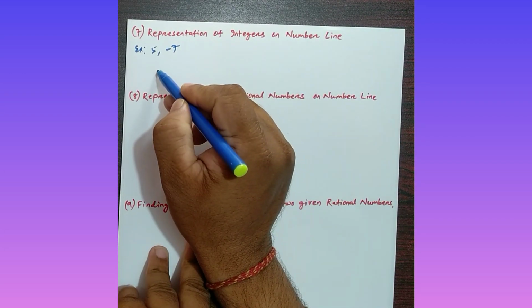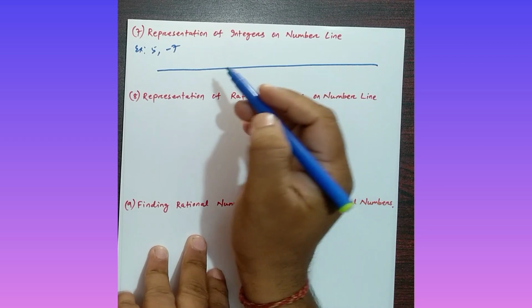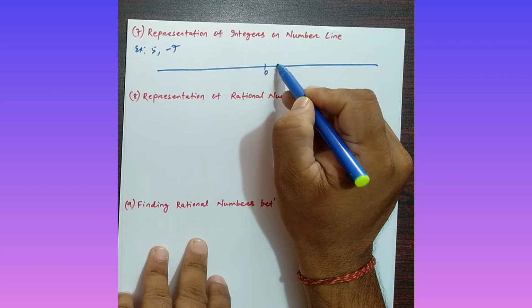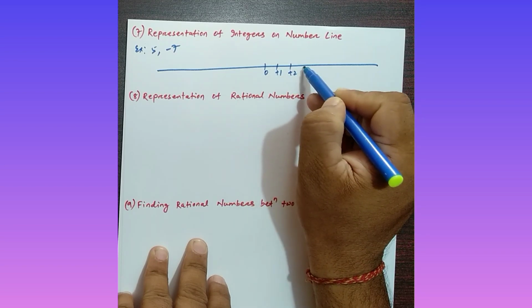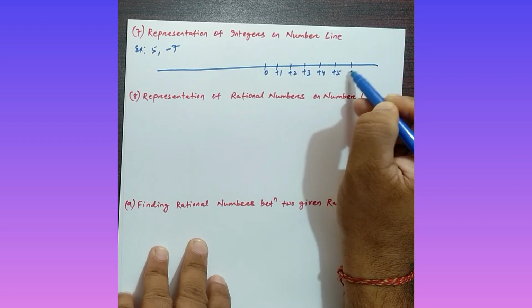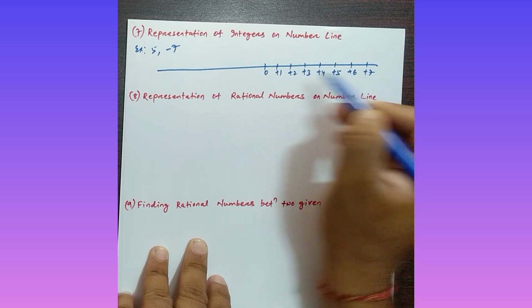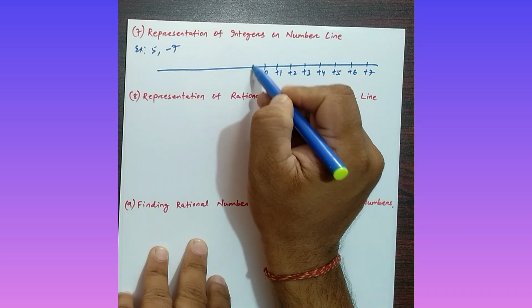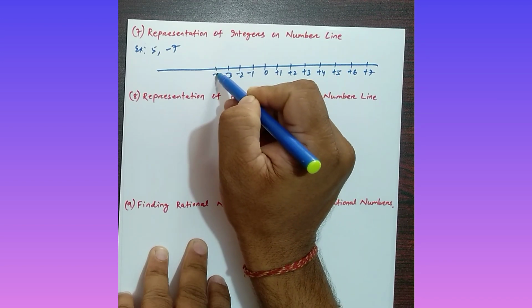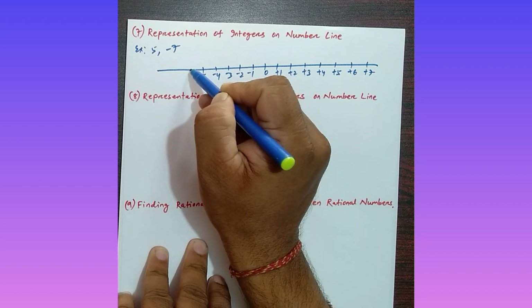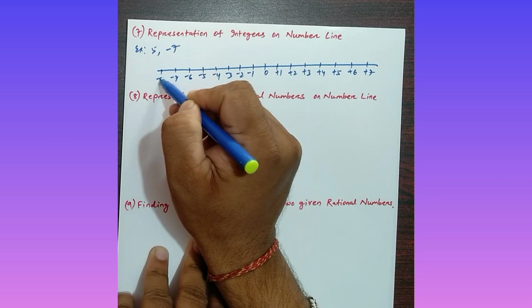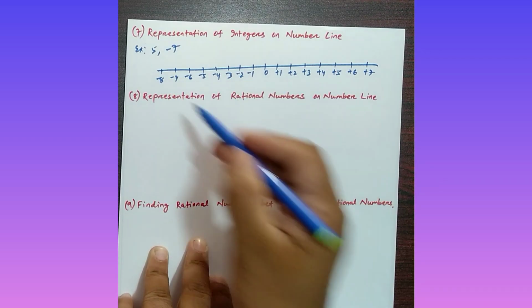I am just diagramming the number line diagram over here. Let's suppose this is the middle point. I am representing 0, and this one is +1, +2, +3, +4, +5, +6, +7, like this. And here also -1, -2, -3, -4, -5, -6, -7, -8. Okay. The question is, this is the number line diagram.